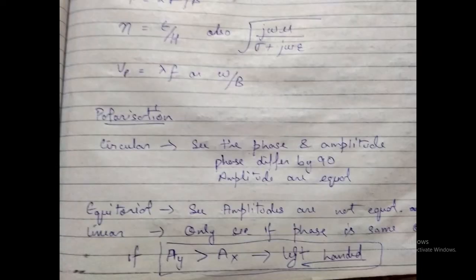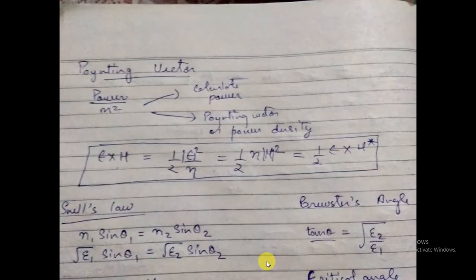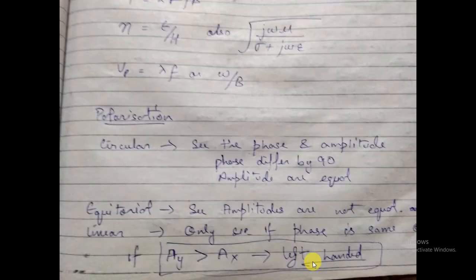So now the most important thing about this chapter is polarization. Most of the questions are asked from this topic, and this topic can be explained in only two or three lines. Whatever the equation may be, just see two things: phase and amplitude. If the phase differs, most of the time it will be circular. Sorry, I have written equatorial. It's elliptical.